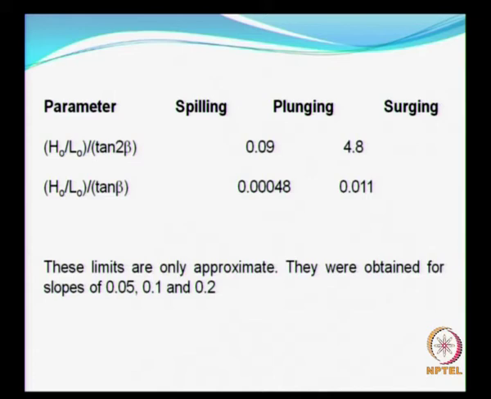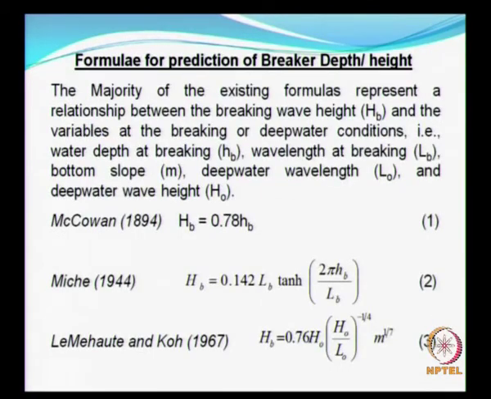These are all obtained based only on experimental investigations. So naturally it will not hold good for all kinds of beaches, for the slopes which have been adopted, that is 0.05, 0.1 and 0.2. For a few other slopes you do have some information, but this should be good enough as a broad guideline. That explains the complete description of the spilling, plunging and surging types of breakers.